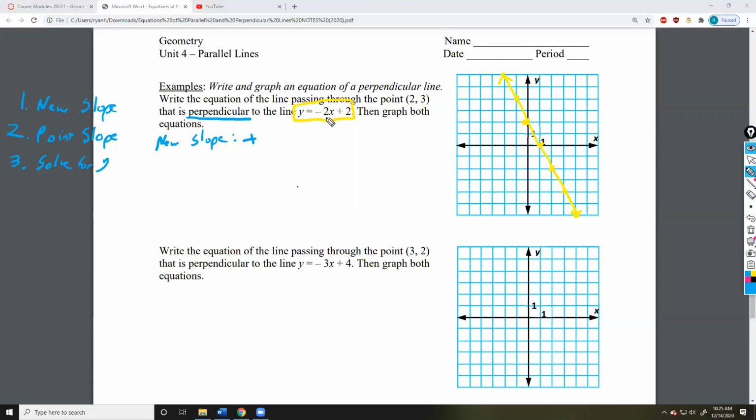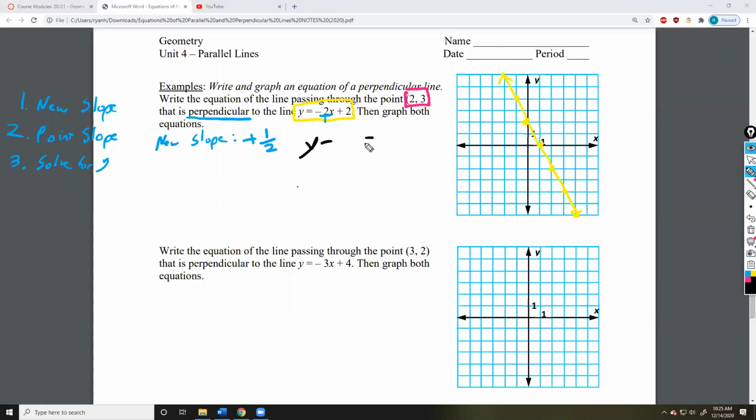And then we're going to flip our fraction. Well, this was negative 2 over 1. Talked about that before. Negative 2 over 1. And so when I flip my fraction, it's going to be a positive 1 over 2. So 1/2 is going to be my new slope. So I've got my slope. I've got my point, which is 2, 3. So now we can get our equation.